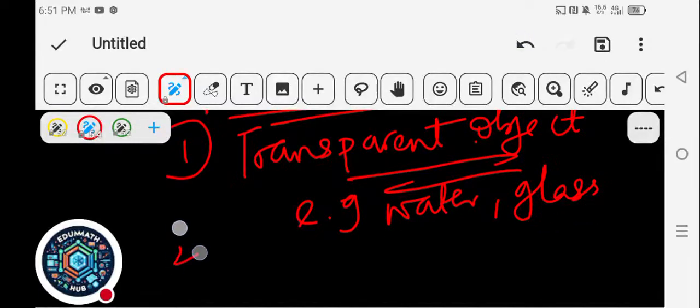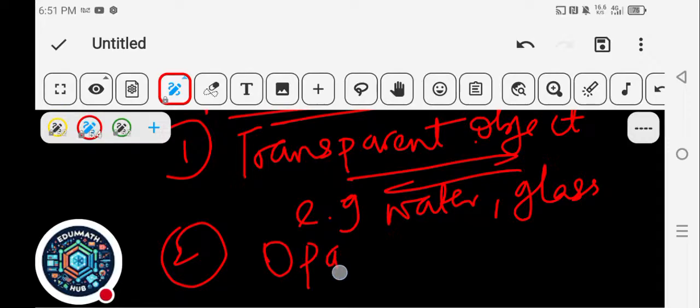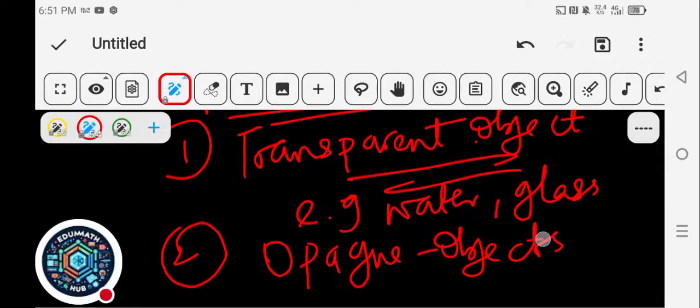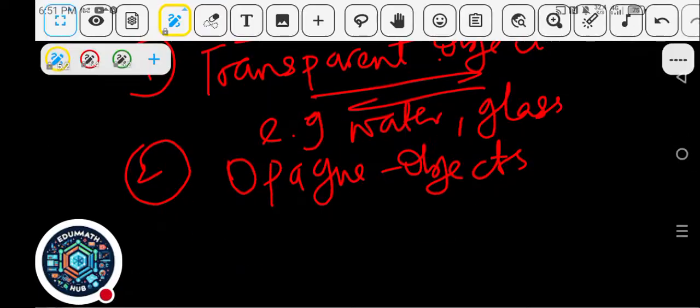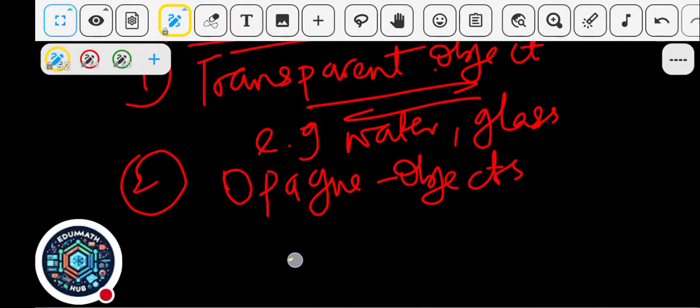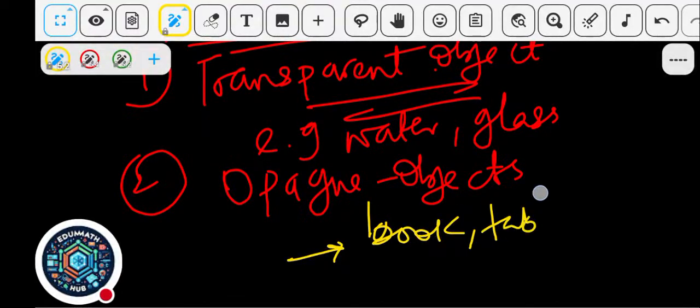Next one is opaque. What are opaque objects? These opaque objects do not allow light to pass through them. So objects that do not allow light to pass through them are called opaque objects. Examples of such opaque objects are things like maybe a book, your normal table, maybe a wall. They are all opaque. Light cannot pass through a wall.